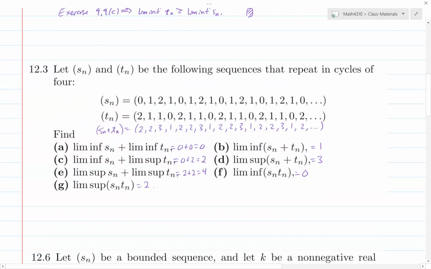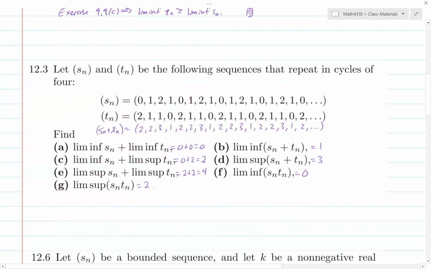12.3, it's not hard. What I would recommend doing, if you were solving a problem like this, is when you look at these various parts and you're asked to find the lim sups and lim infs, just go ahead and write out what that is. Like, I have to deal with Sn plus Tn here. So don't guess, don't do it in your head. Just write it out right below. I'm adding these two terms, and I get 2, 2, 3, 1.